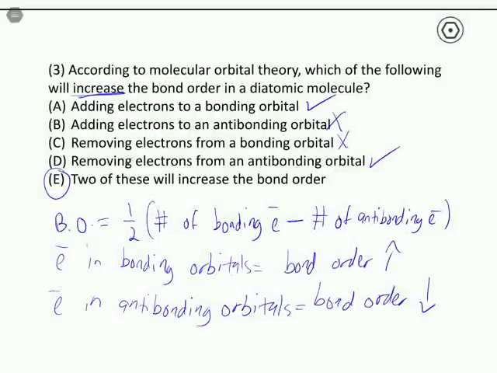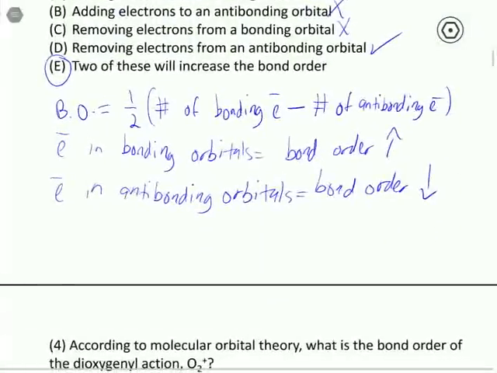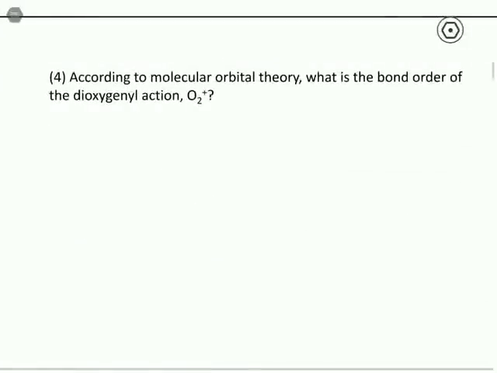Okay, moving on to number 4, another molecular orbital theory problem, but this time we're going to apply MO theory to answer a question about the dioxygenyl cation, O2+. This is not something we could easily draw a Lewis structure for, so molecular orbital theory will tell us some information that we can't get from the Lewis structure. Even if the question doesn't say "according to molecular orbital theory," if you're asked about bond order for a diatomic molecule, or about the number of unpaired electrons, assume that you should use the molecular orbital diagram to help you answer that question.